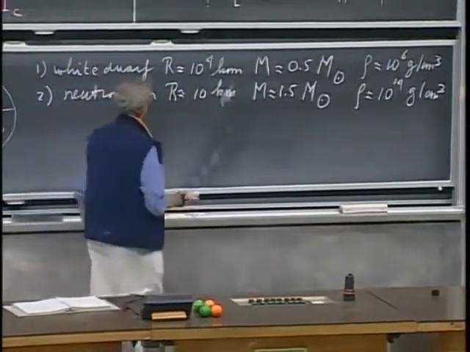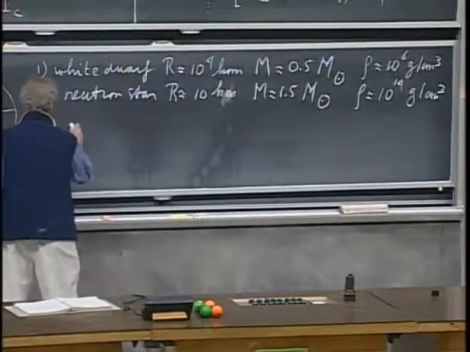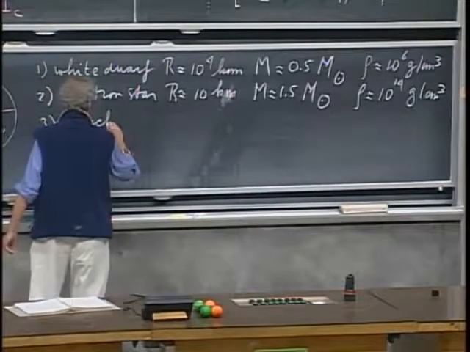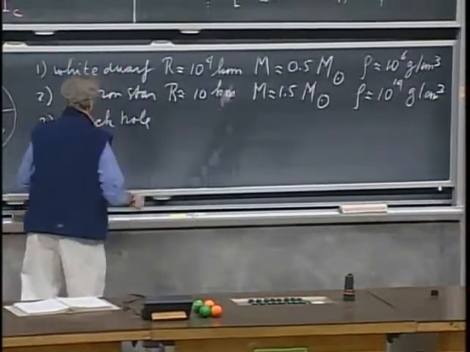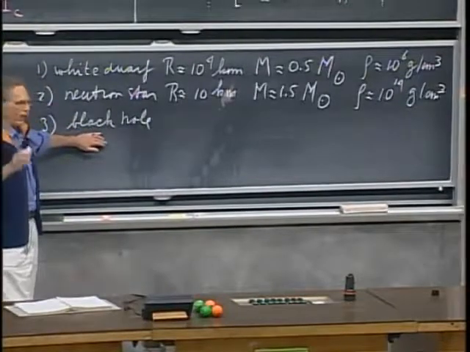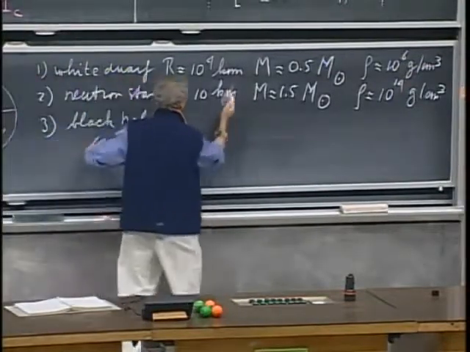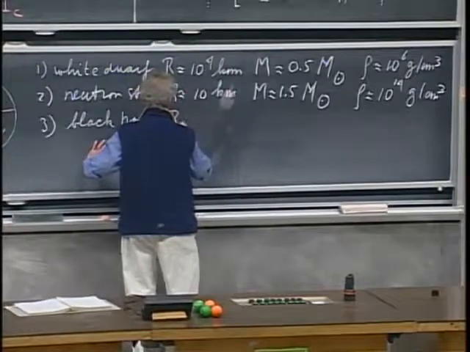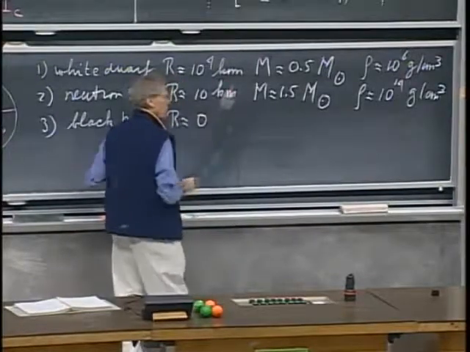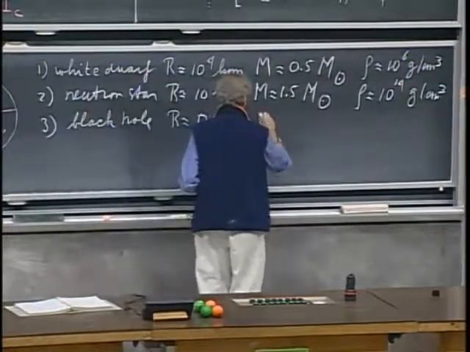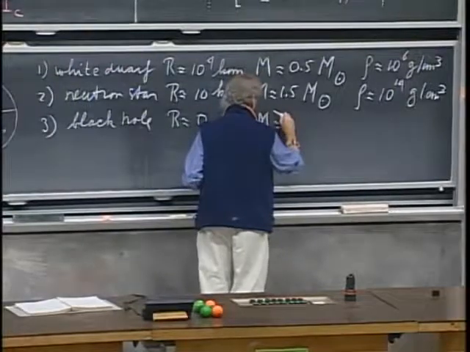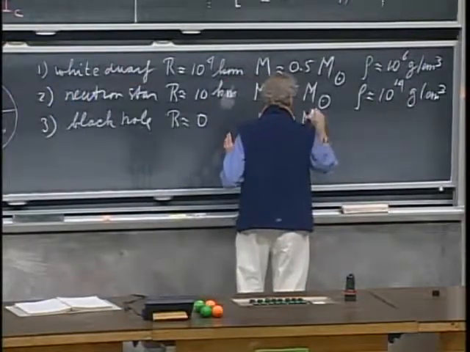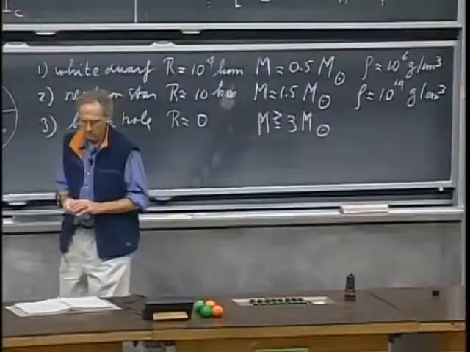And then there is a possibility, which is even more bizarre, that you end up with a black hole. I will not talk about black holes today, but I will get back to that later in 801. And a black hole, for all practical purposes, has no size at all. The mass of the black hole must be larger than, we think, 3 solar masses, and so the density is infinitely high.